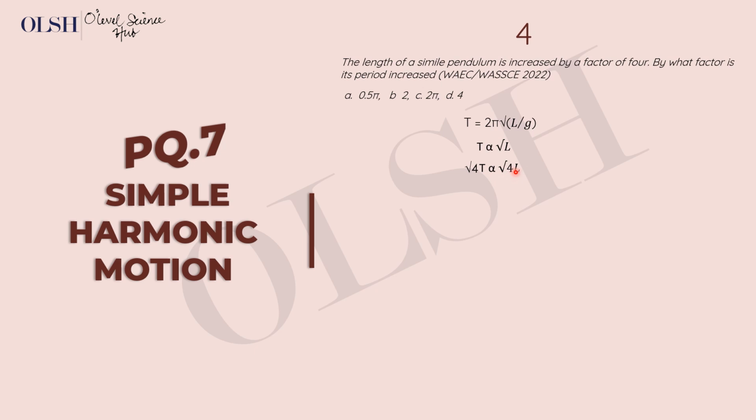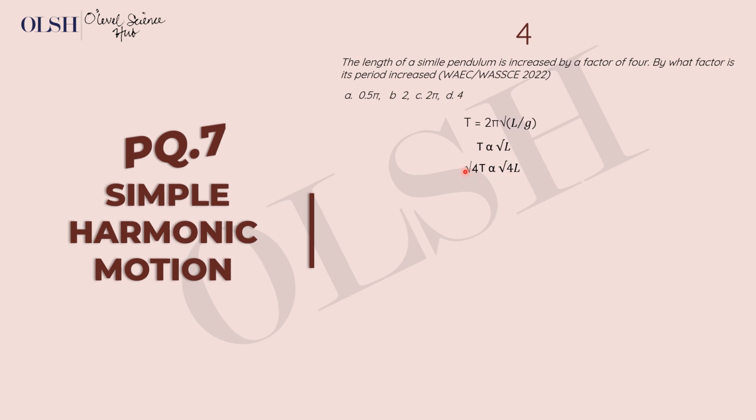Which makes sense. Now 4 was not just introduced to L. If 4 was introduced to root L, what we'll have is 4 root L. We are not asked to increase the root of L. We're asked to increase L by a factor of 4. But increasing L by a factor of 4 did not introduce 4 to this proportionality. What it introduced was root 4, because this root sign is binding on the 4. So we have to introduce root 4 to the left.